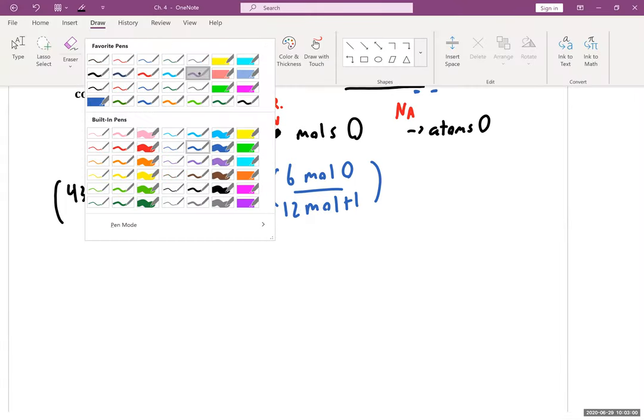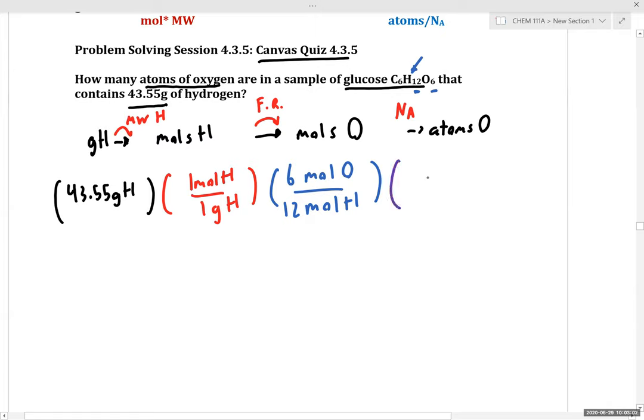Continuing on, how many atoms of oxygen are in 1 mole of oxygen? Again, we'll plug in Avogadro's number, which would be 6.02 times 10 to the 23rd atoms of oxygen. And if we punch this into our calculator, let me punch this in just to be sure.